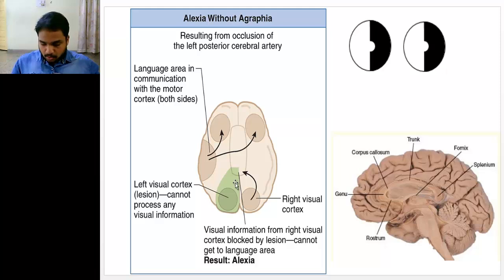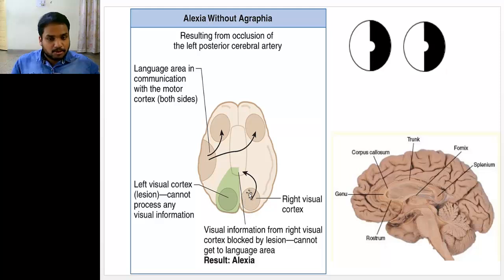So what happens now? The impulses which are reaching the right visual cortex. The right visual cortex is normal, right? So from the left visual field, the right visual cortex is receiving the impulses. Now these impulses could not be sent to the language area in the opposite hemisphere, right? So there is a block here. Once the splenium is infarcted, these impulses from the right visual cortex are not able to reach the language area in the dominant hemisphere. So what happens as a result?